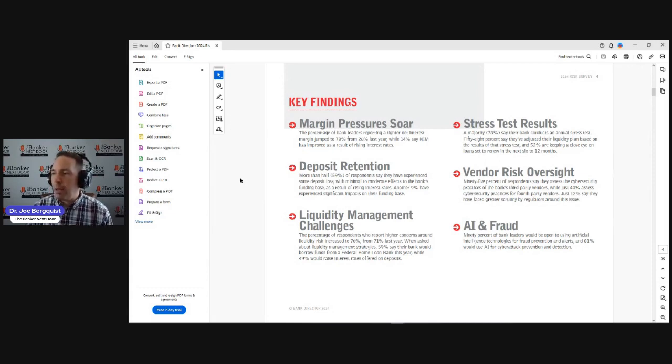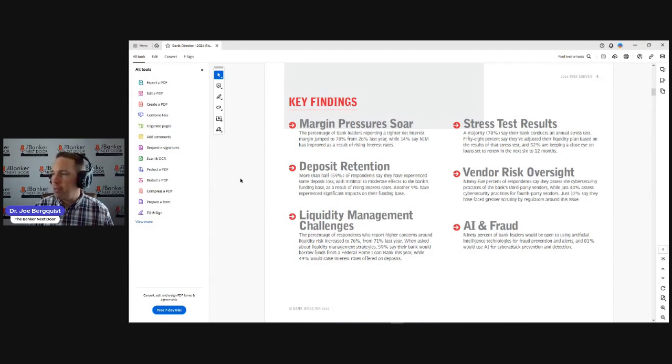And then you have liquidity management challenges. The percentage of respondents who report higher concerns around liquidity risk increased to 76% from 71% last year. When asked about liquidity management strategies, 59% say their bank would borrow funds from the Federal Home Loan Bank this year, while 49% would raise interest rates offered on deposits. On stress test results, a majority, 78%, say their bank conducts an annual stress test. 58% say they've adjusted their liquidity plan based on the results, and 52% are keeping a close eye on loans set to renew in the next 6 to 12 months.